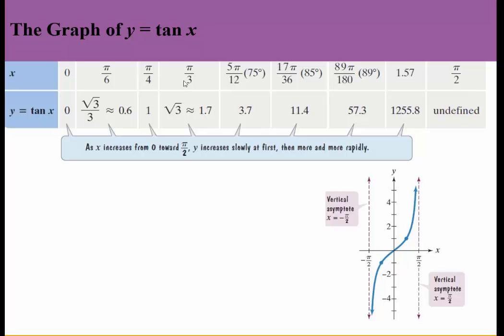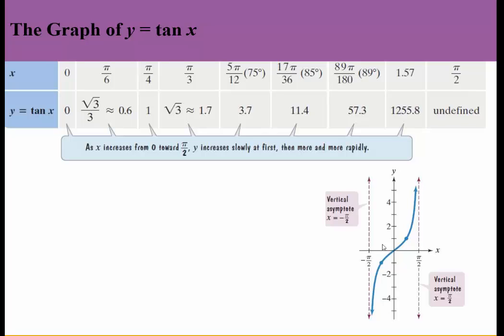All right, so next up, what we want to look at is this graph, y equals tangent x. I started at 0, pi over 6, pi over 4. I took a lot of these first quadrant angles and even threw some other ones in here, like 75 degrees, 85 degrees, 89 degrees, right up until we hit pi over 2, which is approximately 1.57, but 1.57 is just barely below it here.